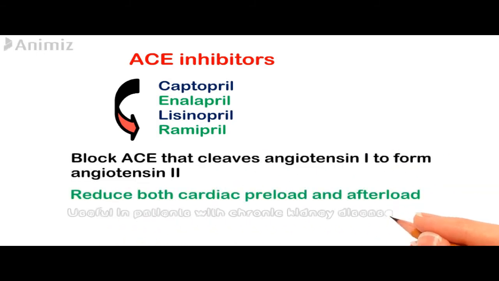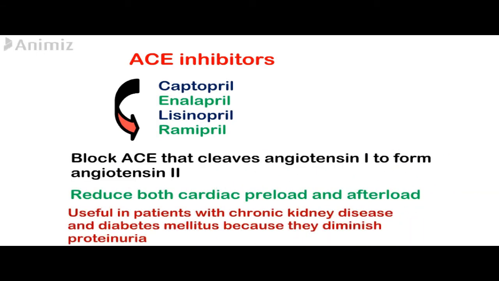These drugs are enalapril, captopril, lisinopril, and ramipril. They block the angiotensin converting enzyme that cleaves angiotensin 1 to form the potent vasoconstrictor angiotensin 2, and they are responsible for the breakdown of bradykinin, and they also decrease the secretion of aldosterone. That's why these drugs reduce both cardiac preload and afterload, thereby decreasing the cardiac output.